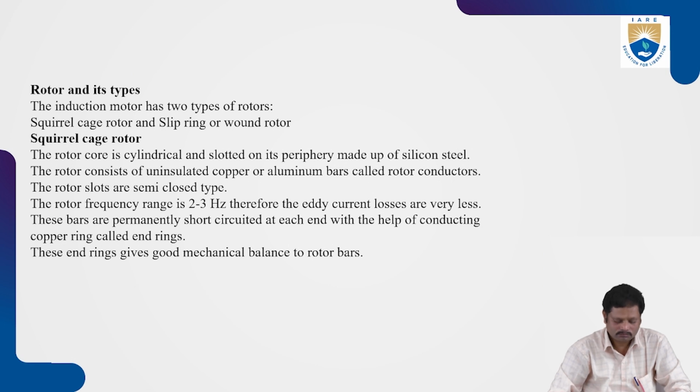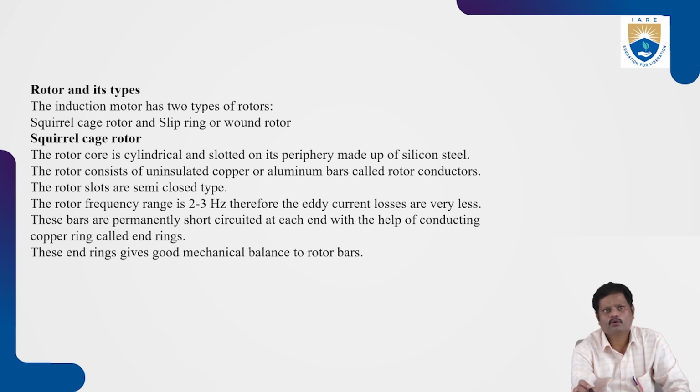The induction motor has two types of rotors: one is the squirrel cage rotor, and the other is the slip ring or wound rotor. So what is the advantage of the squirrel cage rotor, and what is meant by squirrel cage? It is a cage type.